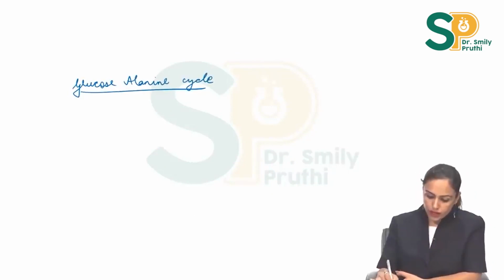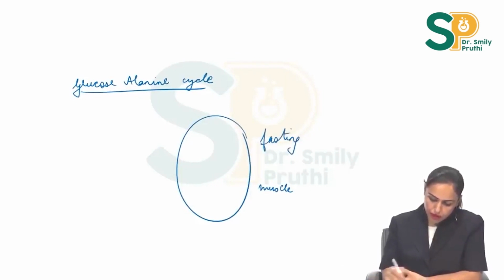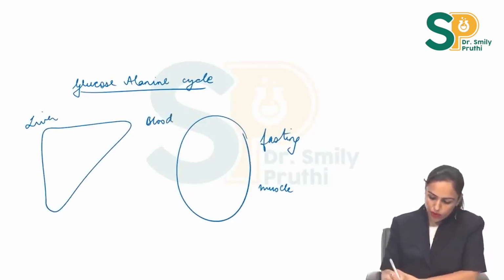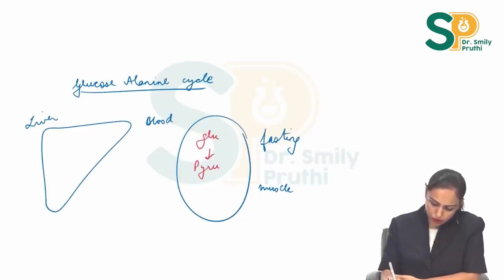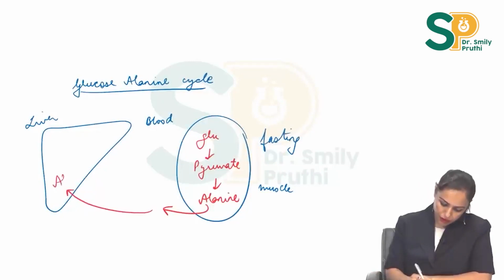In case of glucose alanine cycle, let's say this is muscle and now this muscle is fasting muscle. And let's say this is liver, again in the center this is blood. So what happens here, in fasting muscle, glucose will form pyruvate and then pyruvate will form alanine. This alanine comes out in blood.